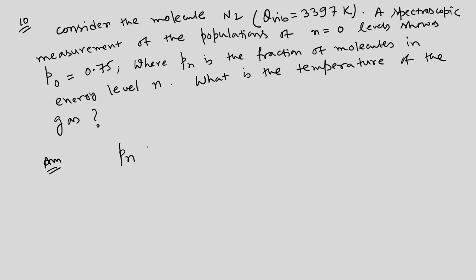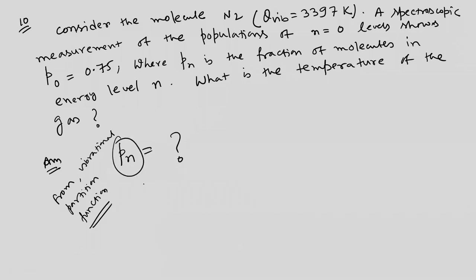So, the hint here is you know the expression for Pn from the vibrational partition function. So, once you get Pn, you substitute the value of Pn as 0.75. So, you have some expression here. Once you substitute this, you calculate the value of temperature. So, this is a very simple problem. You can always carry it out, so I am just skipping that one.